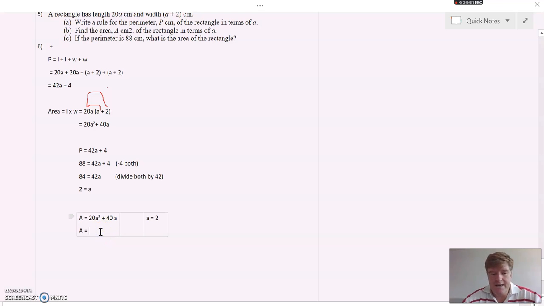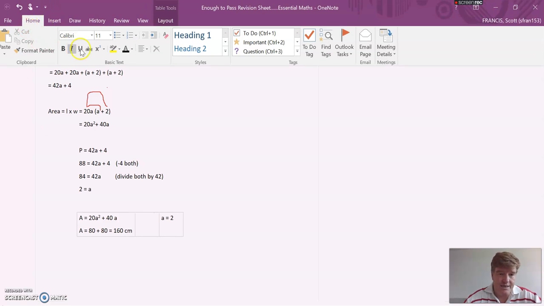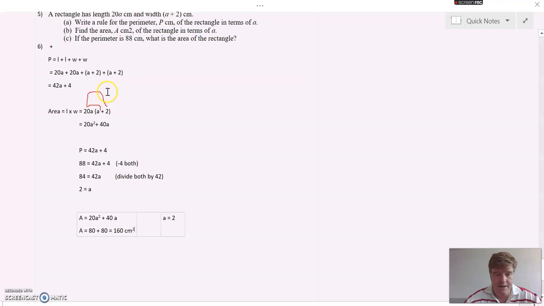20a squared. So let's calculate that. 2 squared is 4. 4 times 20 is 80. And 40 times a, 40 times 2 is also 80. So A equals 160 centimetres. Make sure we get our units right: centimetres squared. And that's the answer for quite a challenging problem there.